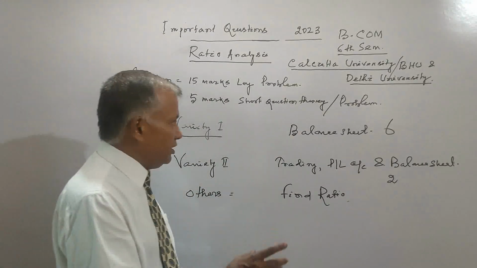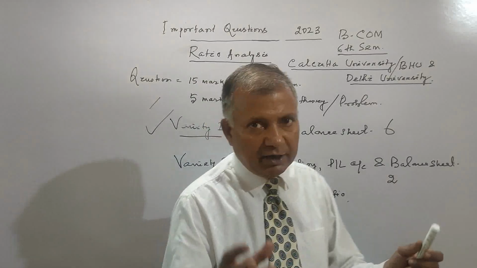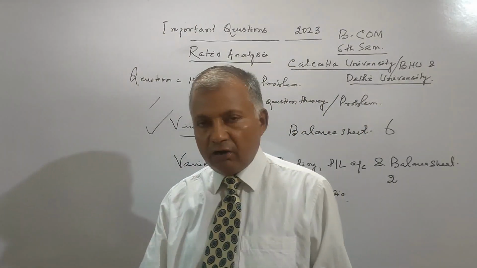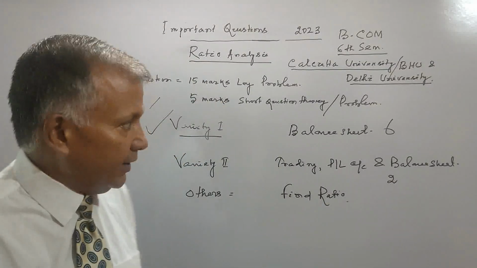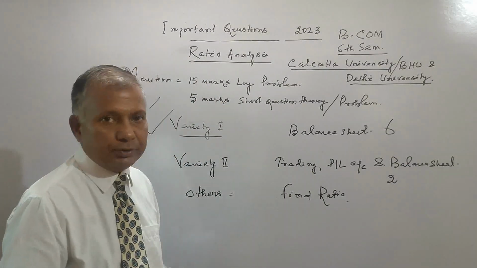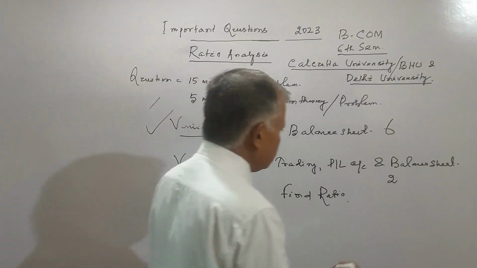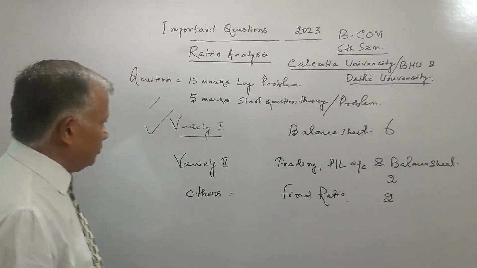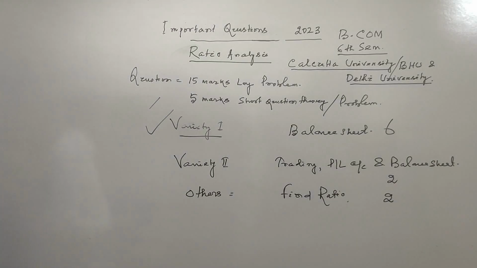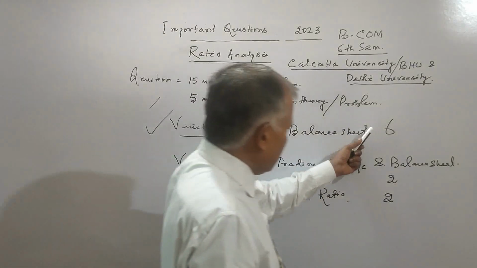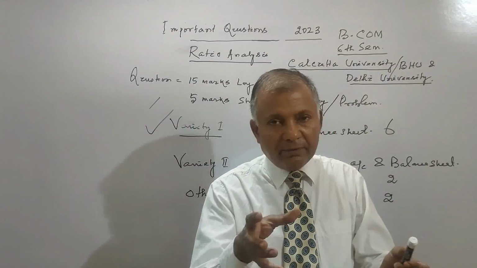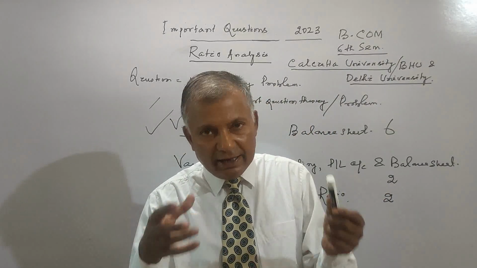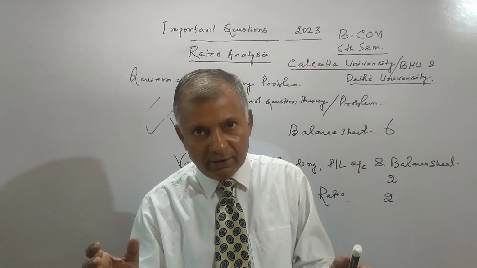They will not ask you for the balance sheet or P&L or trading account. They will ask you only 5 to 6 ratios, and you have to answer the ratios. On this I have also given 2 problems. So friends, if you go through this, then the probability of questions coming common in the exam will be quite high.